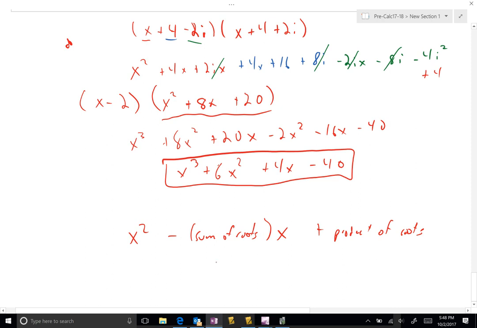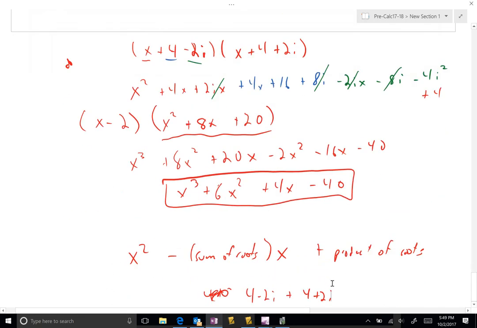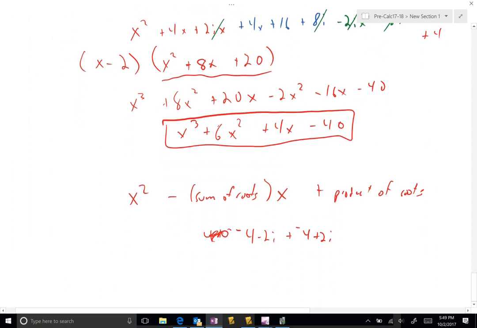So the sum of our complex roots, well, that would be negative 4 minus 2i plus negative 4 plus 2i. Actually, that should be negative. Yep, negative 4s. The 2i's are going to cancel out. We're going to end up with a sum of roots of negative 8.